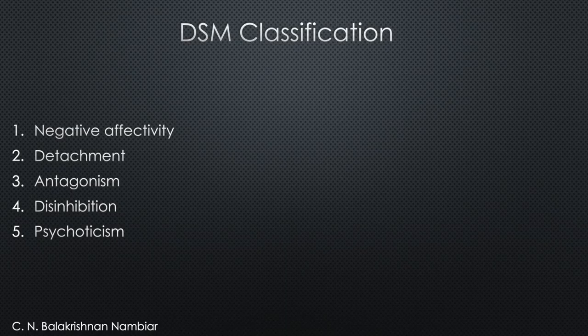The DSM classification is negative affectivity, detachment, antagonism, disinhibition, and psychoticism. Under each of these 5 dimensions, they have altogether 25 subsections. Under negative affectivity, there are 7 subsections. Detachment 5, antagonism 5, disinhibition 5, and psychoticism 3. Altogether, 25 domains put together in these 5. This is how DSM has classified traits.